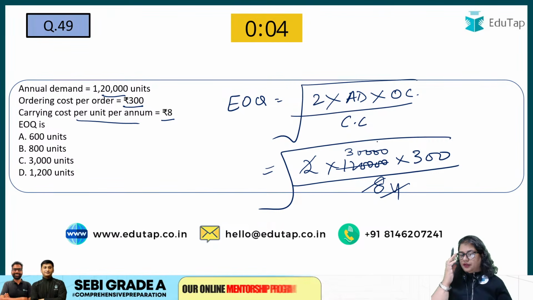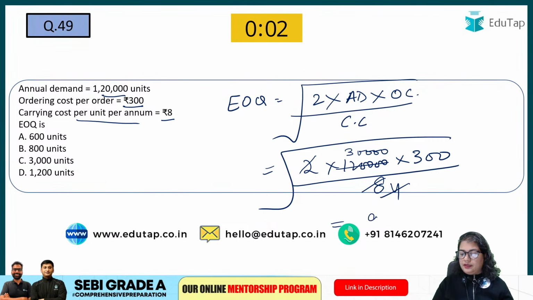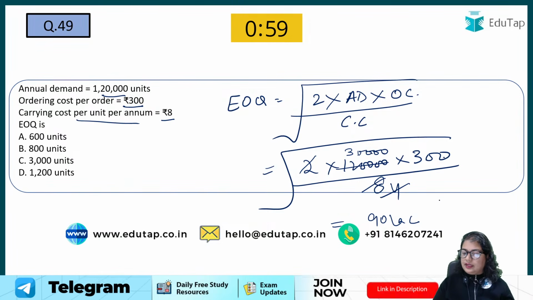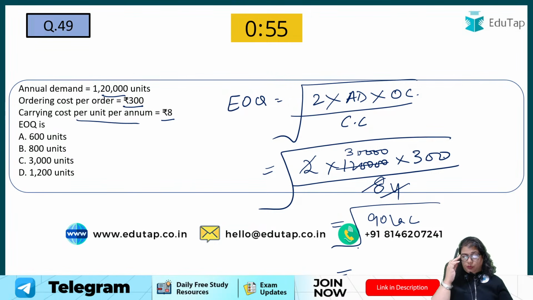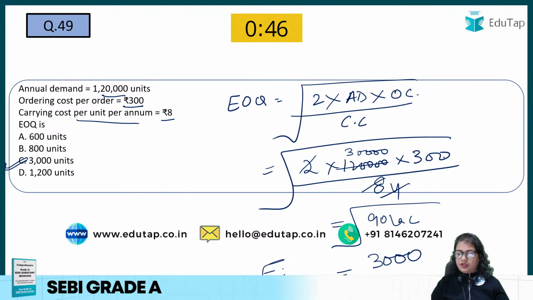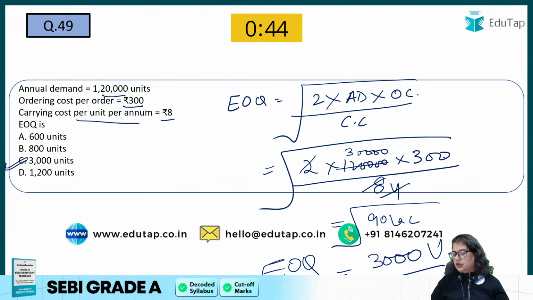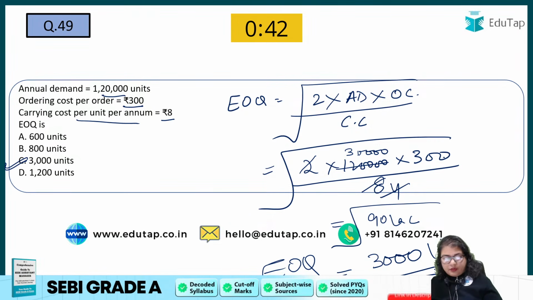30,000 into 300, so that will be how much? Can I say 90 lakh? 1 2 3 4 5 6, so 90 lakh, and square root of it. So when you take the square root of 90 lakh, it would be how much? 3,000. So this answer would be option C. EOQ would be 3,000 units. Am I clear? Very easy. Everybody answered it correctly also. C.